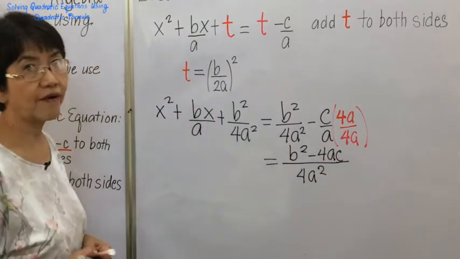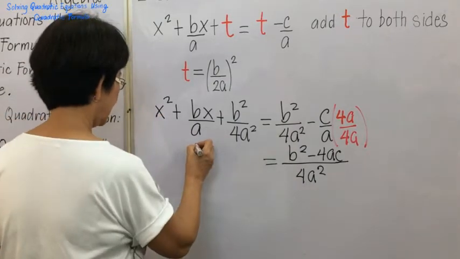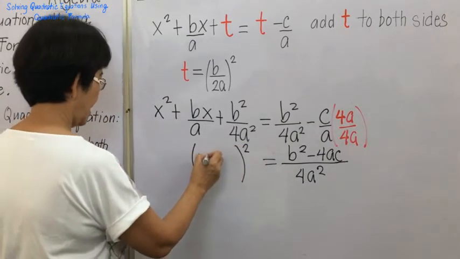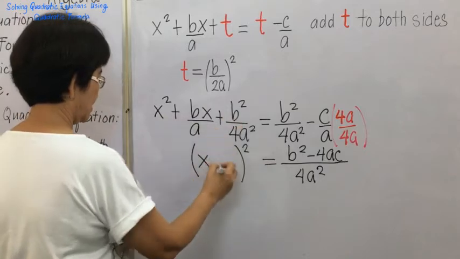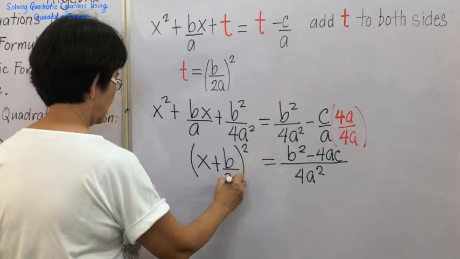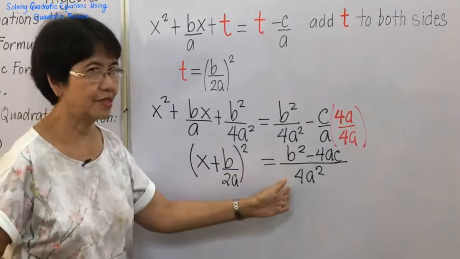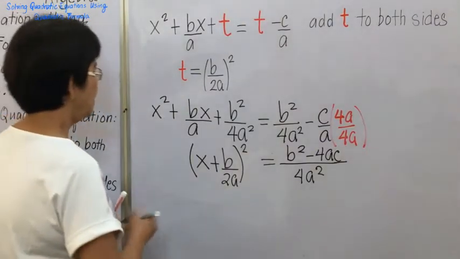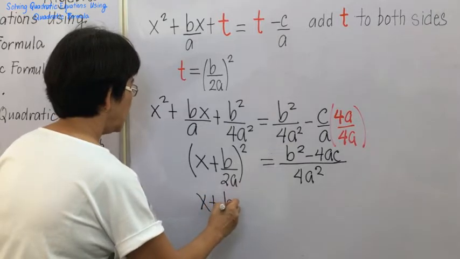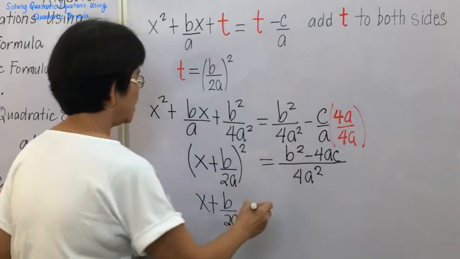And then we will factor the left side of the equation. Since this is a perfect square trinomial, we have x, square root of this and square root of this, plus b over 2a. Now we can get the square root of both sides. So we have x plus b over 2a equals the square root of this.